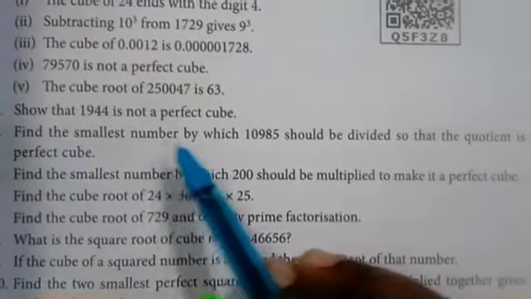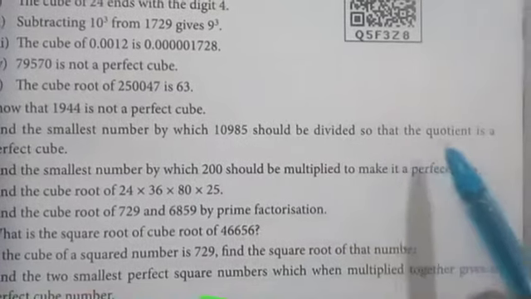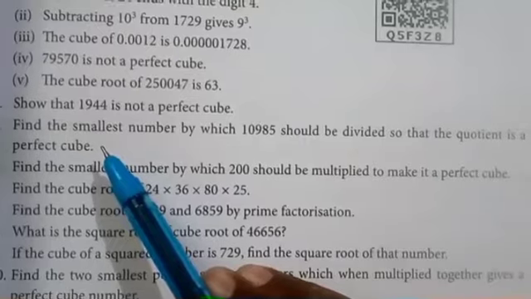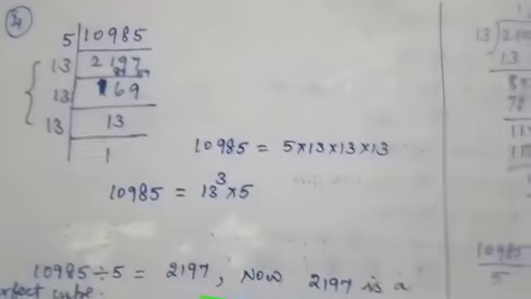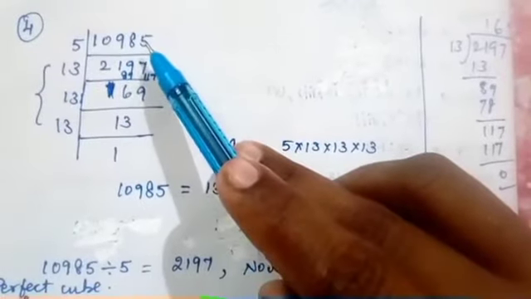Fourth question: find the smallest number by which 10,985 should be divided. Show that the quotient is a perfect cube. So we want to find the smallest required number. Use the prime factorization method for 10,985.